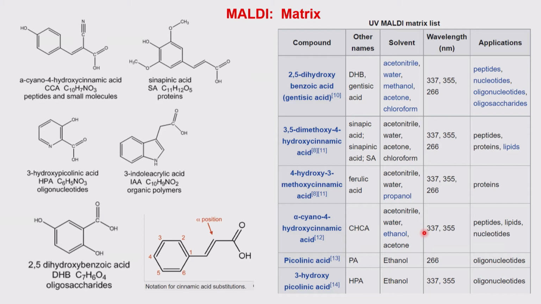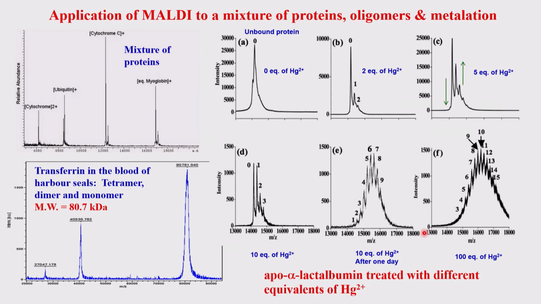So, matrix assisted, what does assistance mean? It assists to absorb the light and then to desorb the molecules. It assists to protonate the species, all of these kinds of things. That is what is called matrix assisted. Okay, now let us look at examples of this.